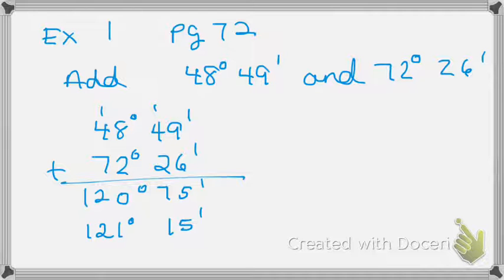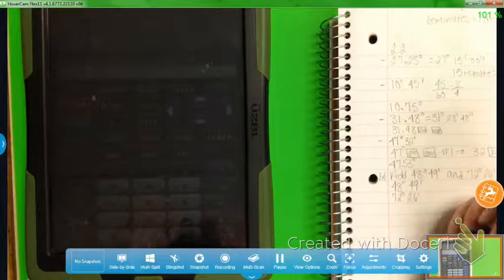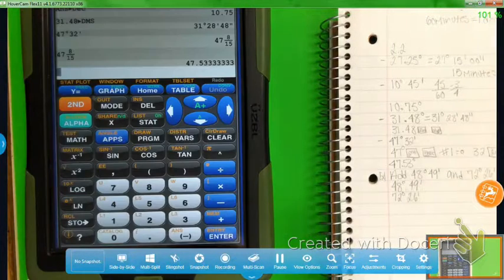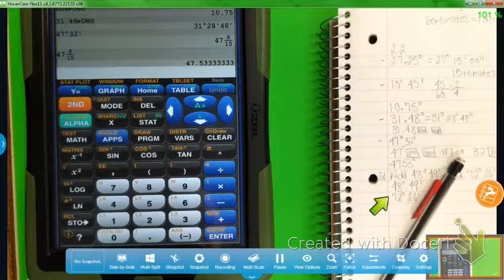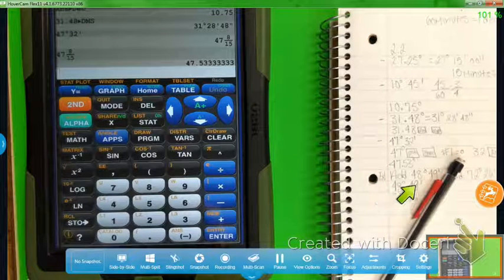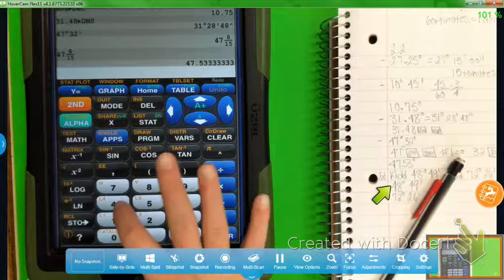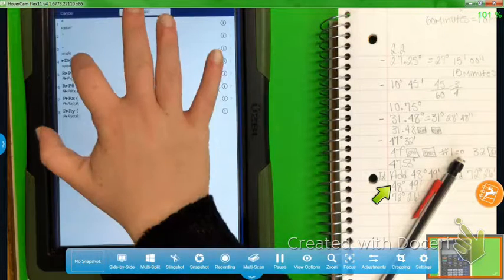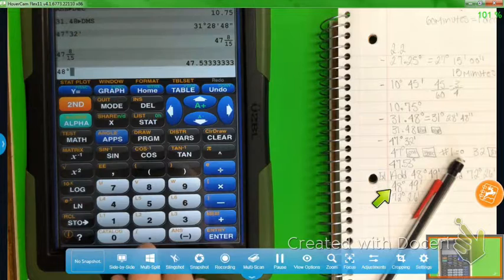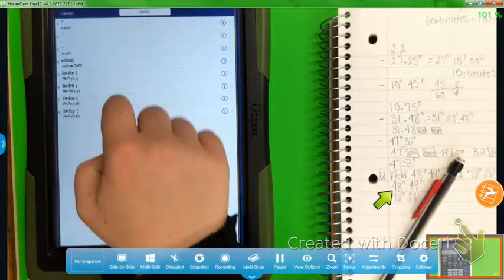So we know what the answer is. So now we're going to go to the calculator and type that in there. So let's go back to looking at the calculator here, and let's type that in. So 48 degrees, 49 minutes. You do not need a parentheses, okay? So 48, second angle, hit the degree symbol, and then 49, second angle, hit the minutes.